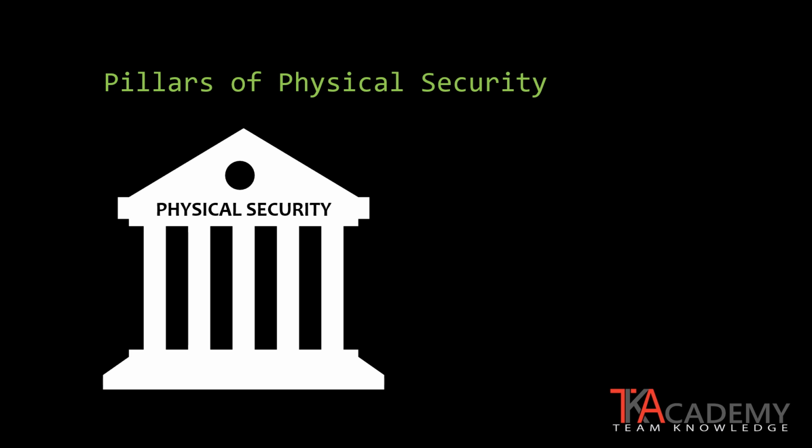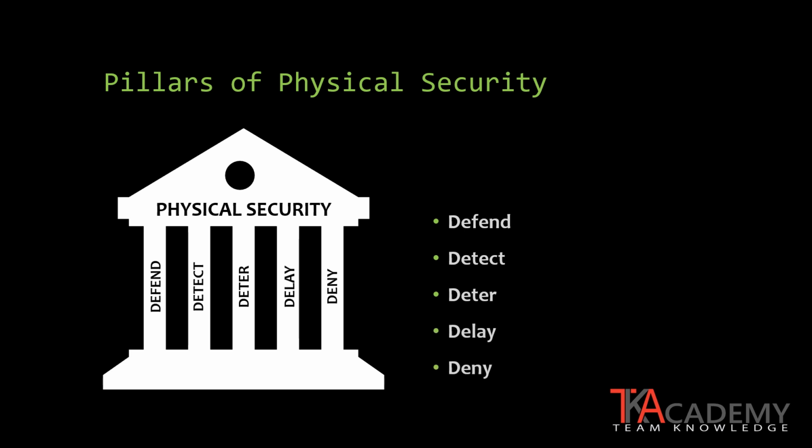We can describe what physical security does by considering the 5 pillars that hold up physical security. These are defend, detect, deter, delay, and deny. Notice that these are not absolutes, such as stopping or preventing. That is because any physical security system can be overcome or defeated with enough time and resources.